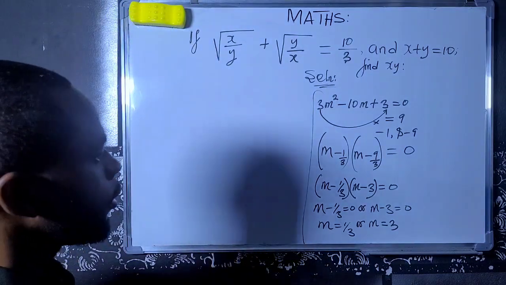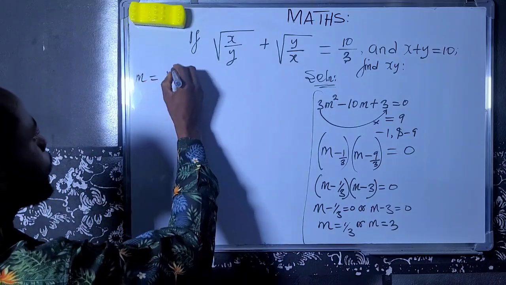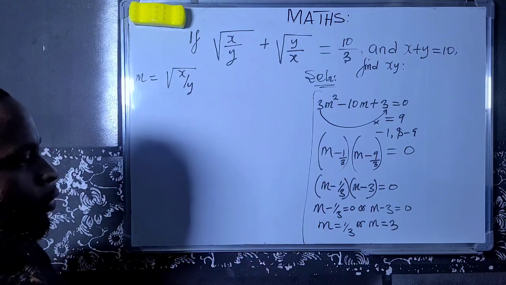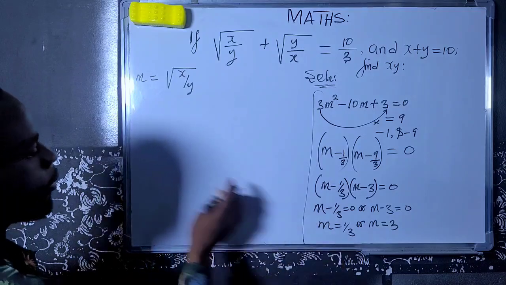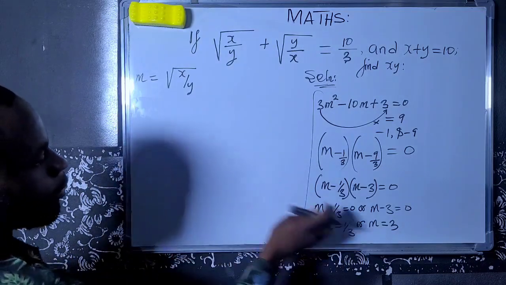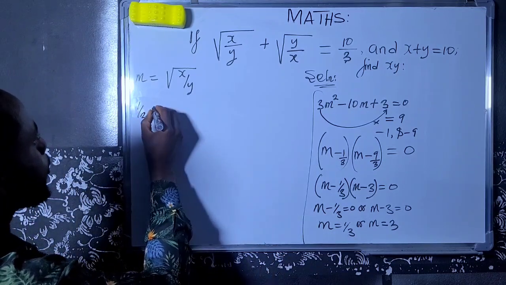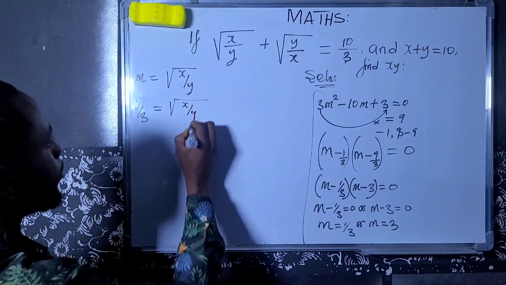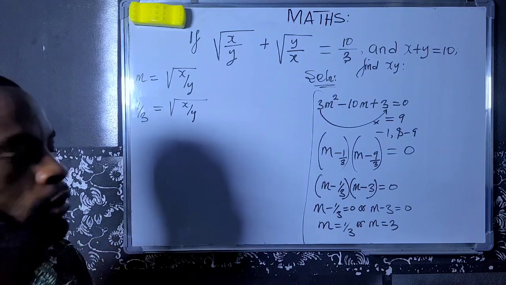Now, since m was given as the square root of x divided by y, we are going to substitute this value back to this. If you do that, we have here that for the first value of m, 1 divided by 3 equals the square root of x divided by y. Then at this point, we are going to square both sides of the equation.